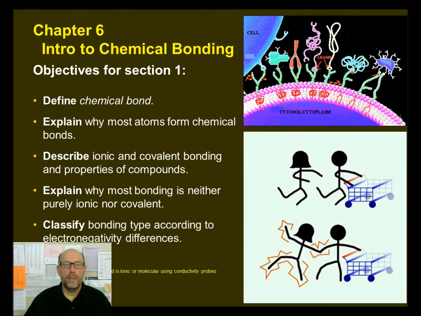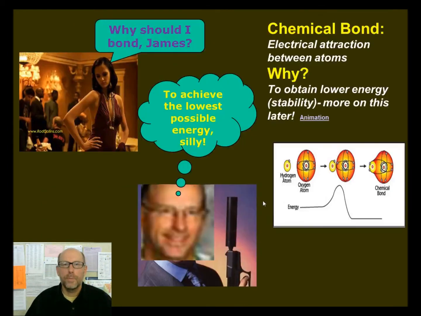We want to be able to define what a chemical bond is. Next, we want to very, very briefly explain why most atoms form chemical bonds. A little bit of time looking at ionic and covalent bonding and the properties of compounds, and we'll explain why most bonding is neither purely ionic or covalent, and then we'll look at classifying the different bonding types according to electronegativity differences. So the first thing is, what is a chemical bond?